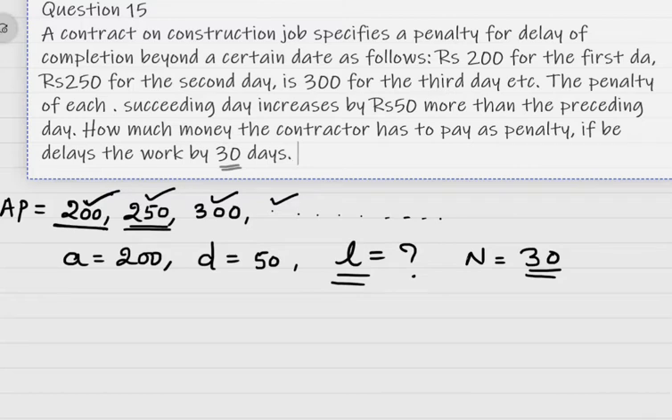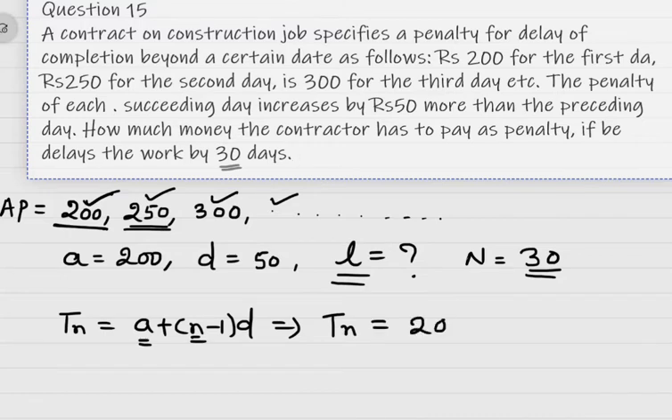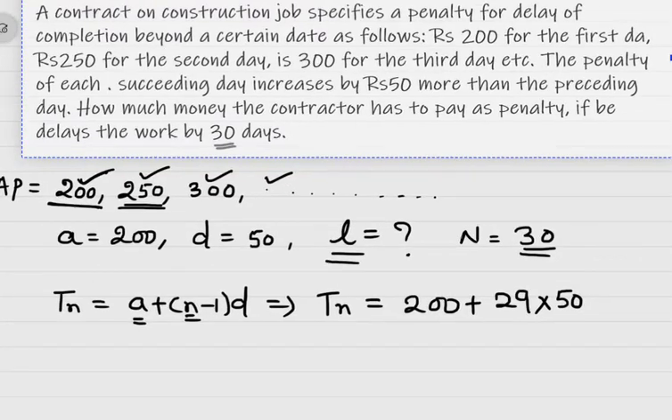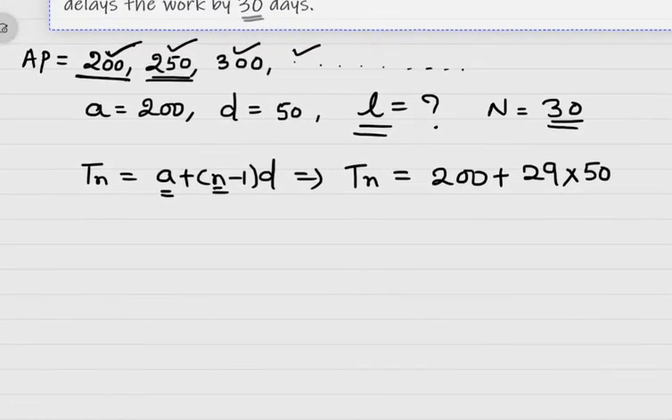so that you can tell how much amount the contractor has to pay if he delays the work by 30 days. Now the last term L or Tn, the nth term, will be A plus n minus 1 into D. So what is your n? N is equal to 30. What is your A? A is equal to 200. So this implies your last term Tn will be equal to 200 plus n minus 1, 30 minus 1 is 29, and your D is equal to 50. Okay, now simply do the calculation properly and you'll get the answer.